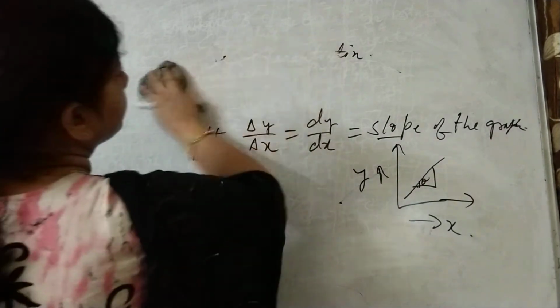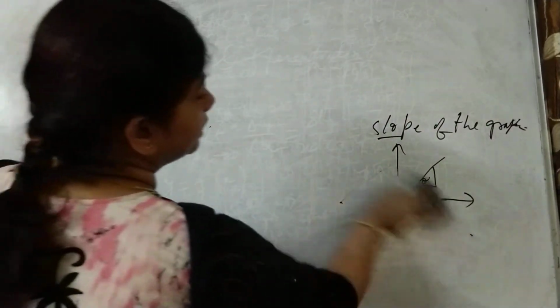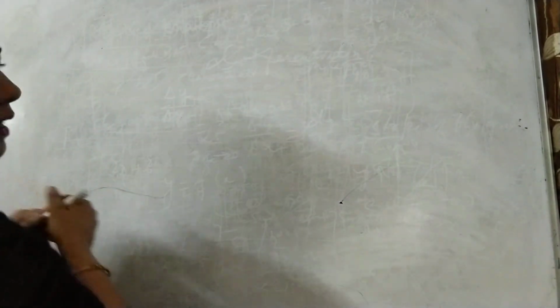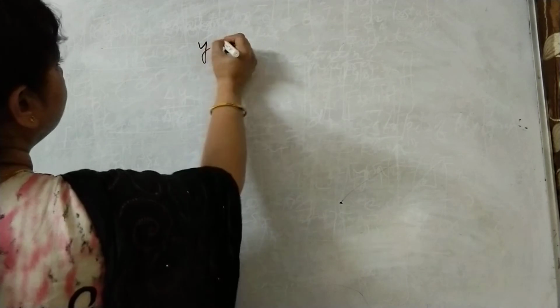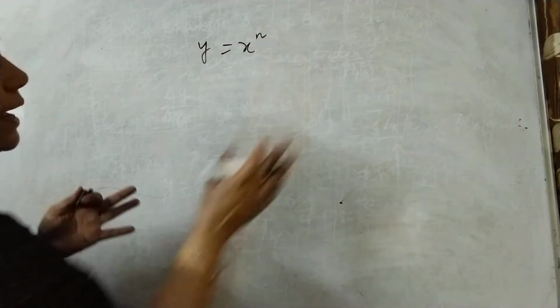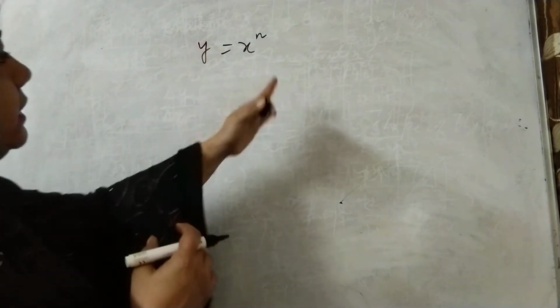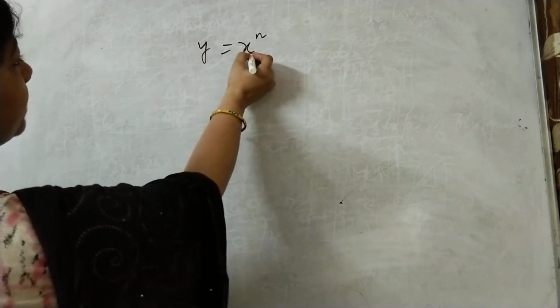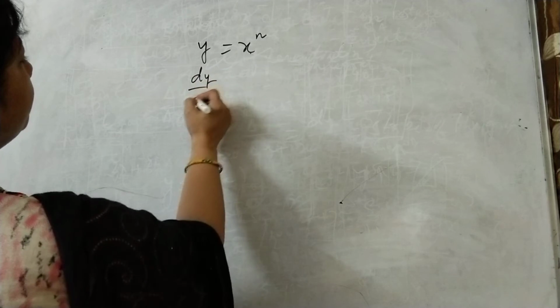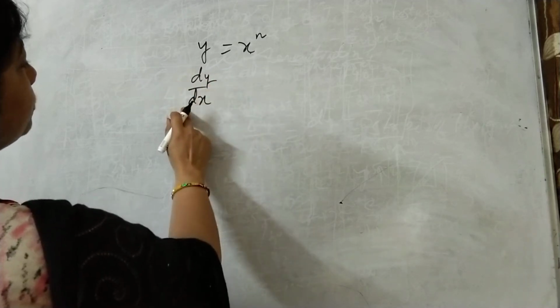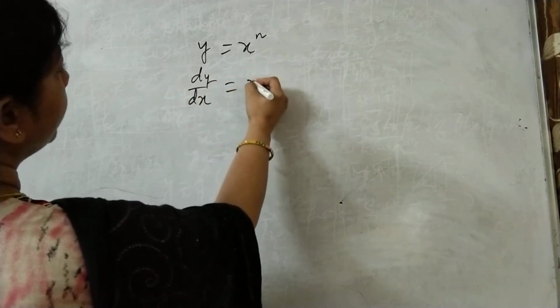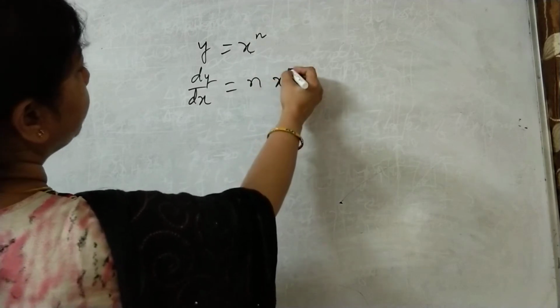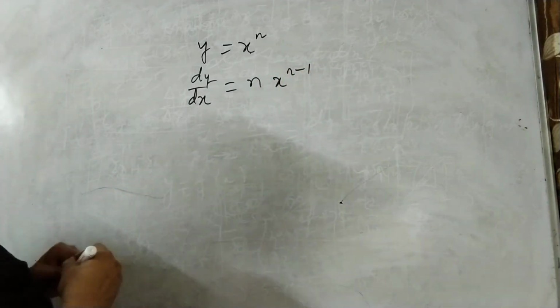Now in this case, suppose I write a very well known formula: if y is equal to x to the power n, where n can be any value, means y is changing, x will also change. Then if I differentiate y with respect to x, that is dy by dx, the change of y with respect to x is equal to n x to the power n minus 1. So this is the formula.